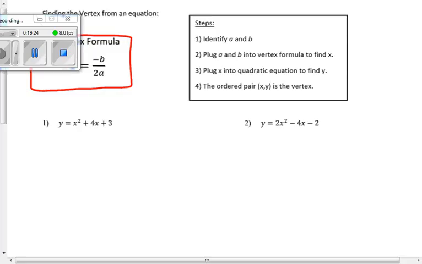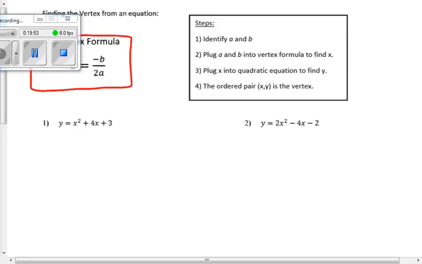Step 3 says plug that x value you just got into the quadratic equation, the original problem, in order to find the y value. That's why we set the quadratic function equal to y in the beginning of the notes, just so we can come back to that. Once we found our x, y value, we move on to step 4. Set up the ordered pair, x comma y. There's your vertex.